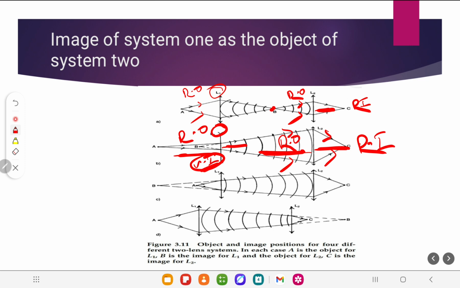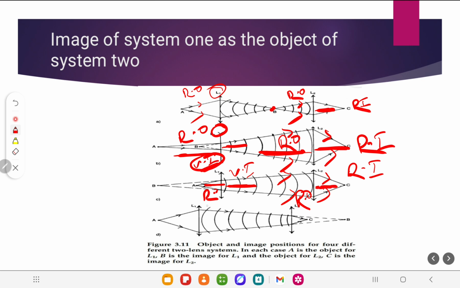Again, let's see. In the case of L1, the object is a real object because in object space there is diverging light. In image space it's further diverging light. That's why there is a virtual image in L1, and the virtual image acts as a real object in the case of L2, and L2 forms a real image, isn't it? Because in L2 image space the light converges.